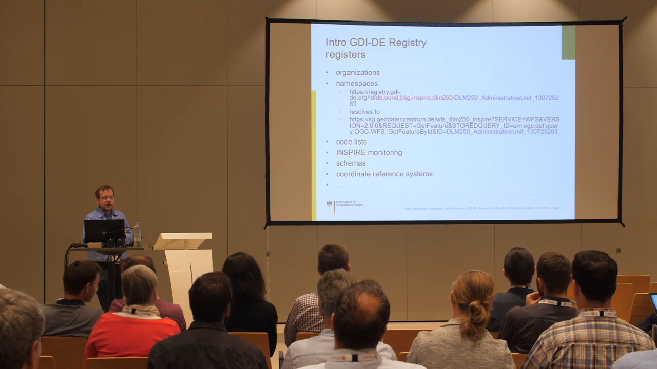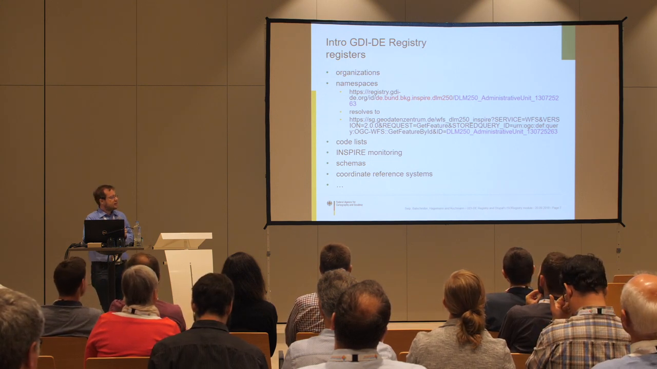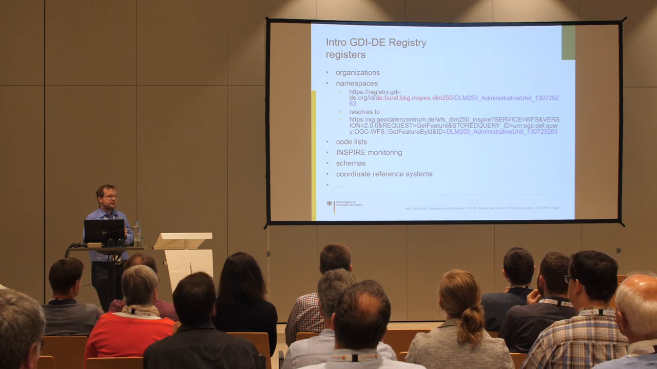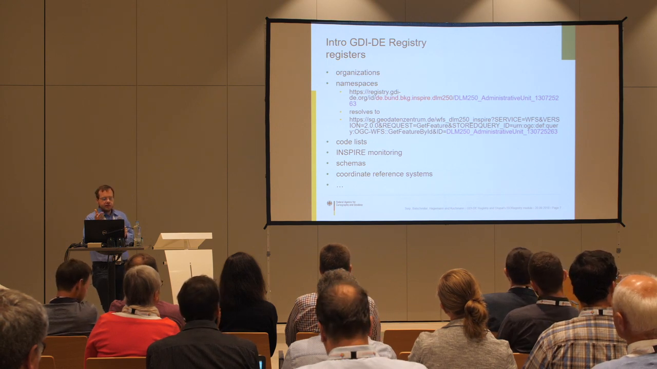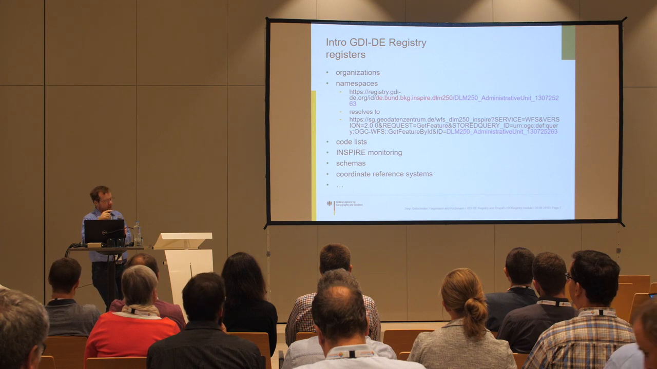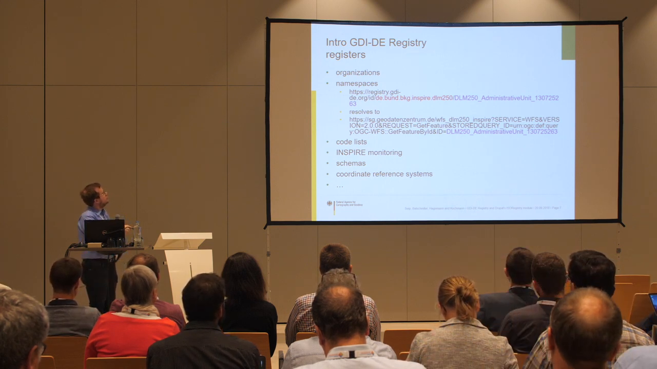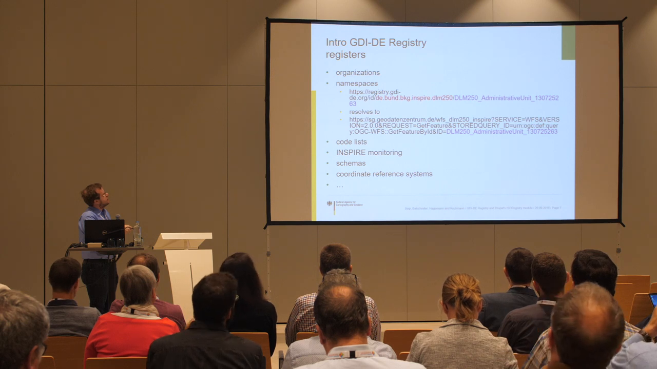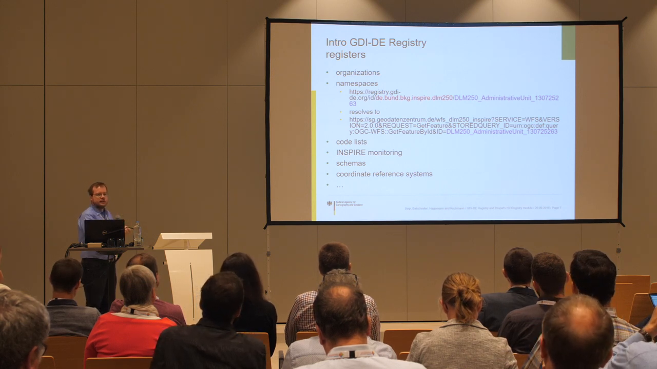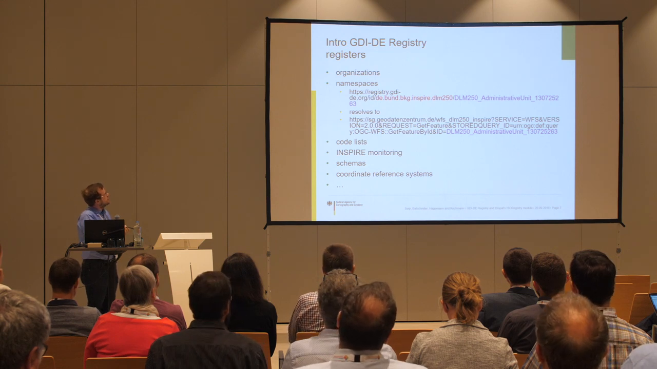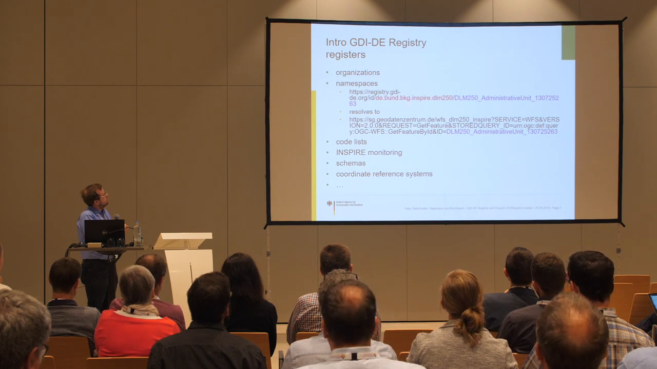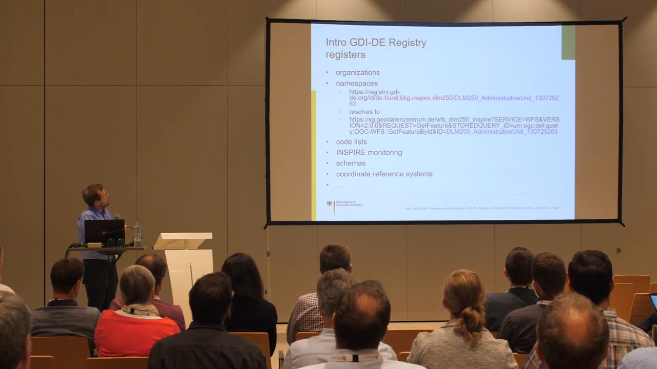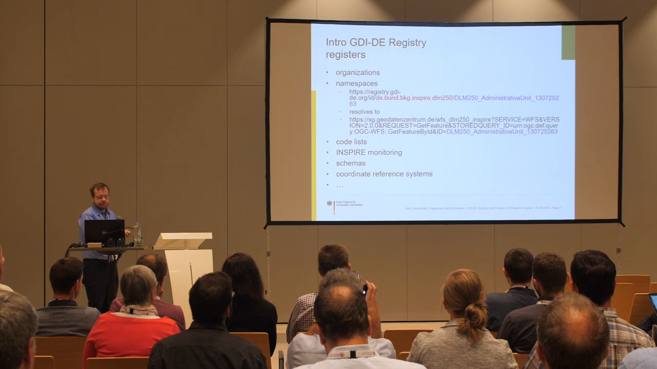We have some registers already, like an organization register, a namespace register. Namespace register in this case means just some sort of proxy, which offers one stable URL, like the one on top, with some namespaces in it. And then you have an ID, which will be given to the service, in this case, for example, a WFS service. So the stable URL resolves to this URL, and all the part in front can be changed, but the URL remains stable all the time.